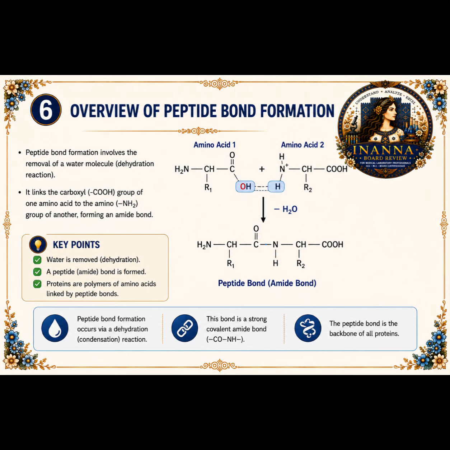Overview of peptide bond formation. Peptide bonds are formed through a dehydration or condensation reaction. During this process, the carboxyl group of one amino acid reacts with the amino group of another amino acid. A molecule of water is removed, forming a covalent amide bond called a peptide bond. Repeated peptide bond formation creates polypeptide chains, which ultimately form proteins.